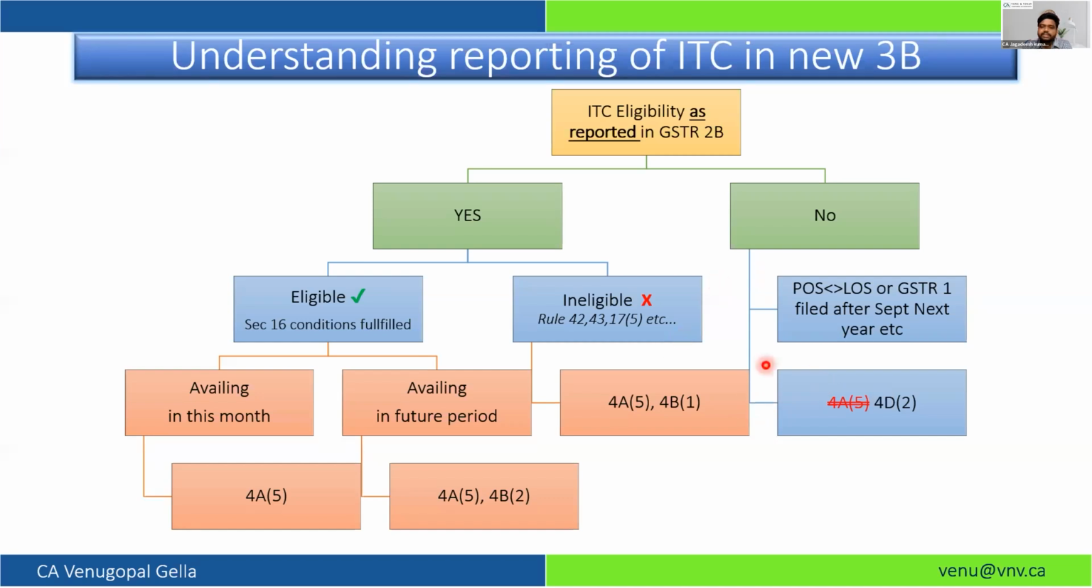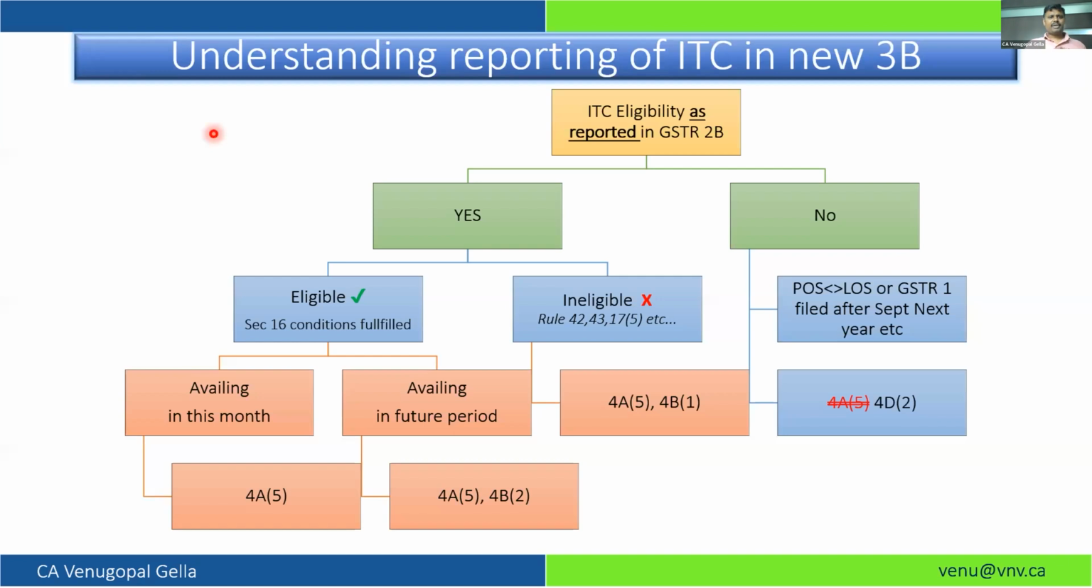Sir, would you like to add anything here? Yeah, nothing much. I just want the participants to now appreciate the logic or the intention behind this. They want the entire line items of 2B to be reported in 4A5, unless the portal itself marks them as ineligible. In two situations the portal would mark as ineligible. One is if the supplier files their GSTR-1 late; section 16(4) has to do with the credit that I have to avail.